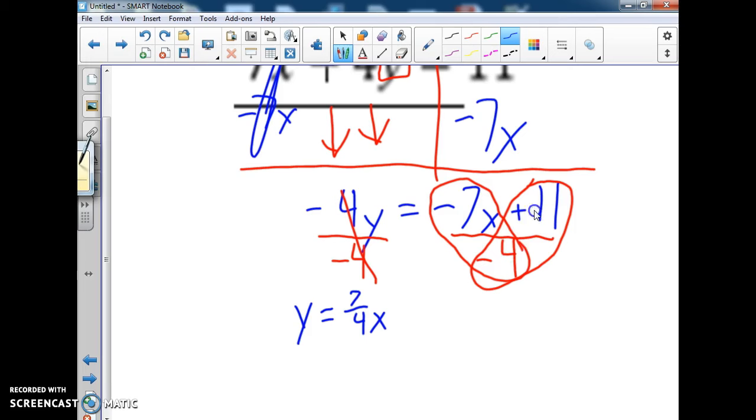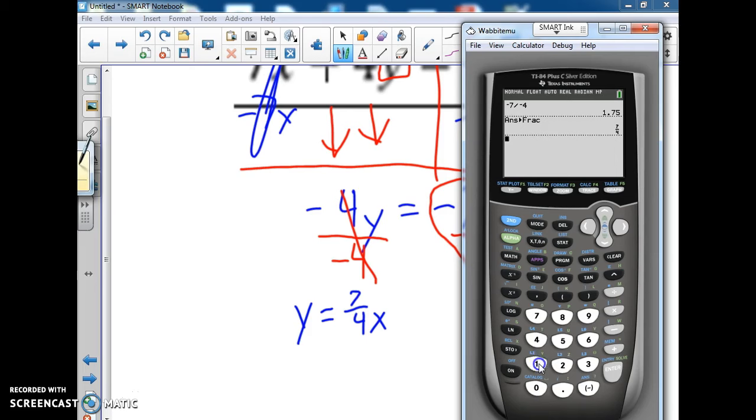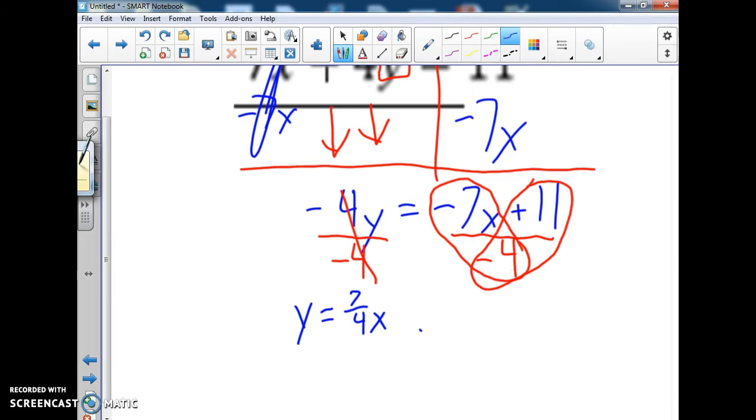And then same thing on the right side. Positive 11 divided by negative 4. So I'll show that again. 11 divided by negative 4. And I'm just going to go right into a fraction. So I go math, fraction, enter. All right, so it turns it into a negative 11 over 4. Okay. So when I do that, negative 11 over 4. Right? So we have ourselves our equation. Right? So we can do this now.